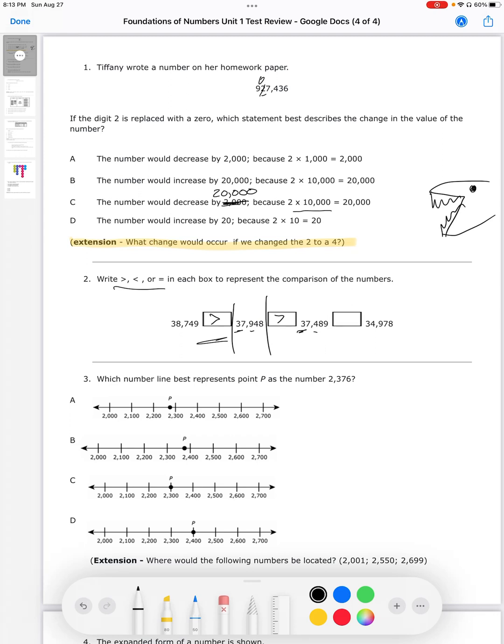We just need to compare our last 2 numbers. I wish I put that line somewhere better. Let's change that. 37,489 and 34,978. Well, again, 37,000 is greater than 34,000. We don't have to look at the hundreds or the tens or the ones. The thousands place is as far as we have to go. And it's going to go that way. And then we're going to double check our answer.